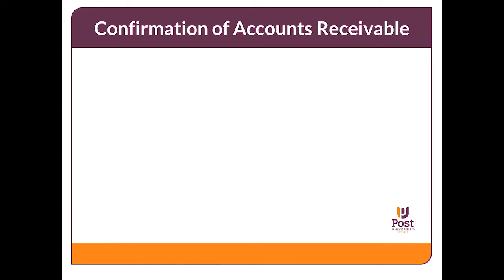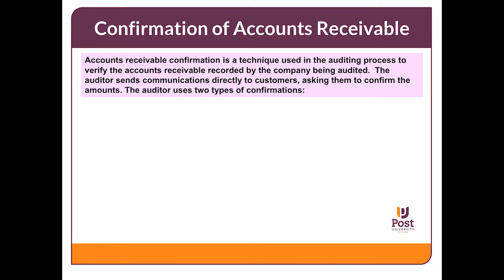Accounts receivable confirmation is a technique used in the auditing process to verify the accounts receivable recorded by the company being audited. The auditor sends communications directly to customers, asking them to confirm the amounts. The auditor uses two types of confirmations.